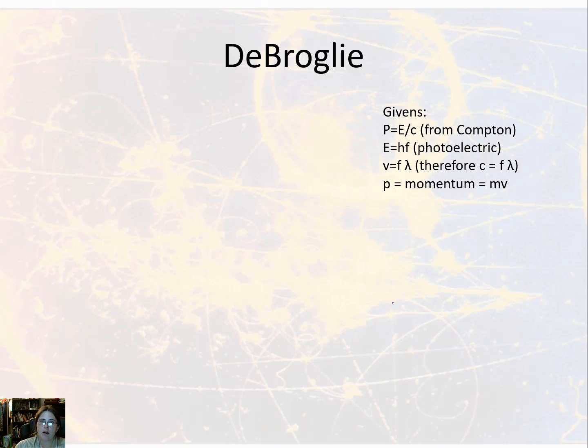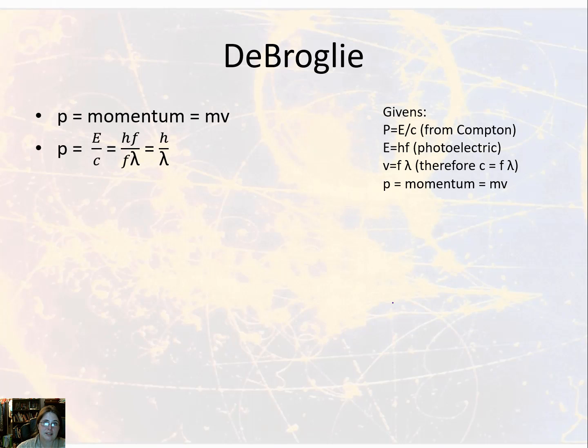De Broglie says that the momentum is equal to the energy divided by the speed of light, and the energy is Planck's constant times frequency from the photoelectric effect, and the speed of light is frequency times lambda. And p is the momentum, which is equal to mass times velocity. The momentum in this case is a little more complicated than mass times velocity.